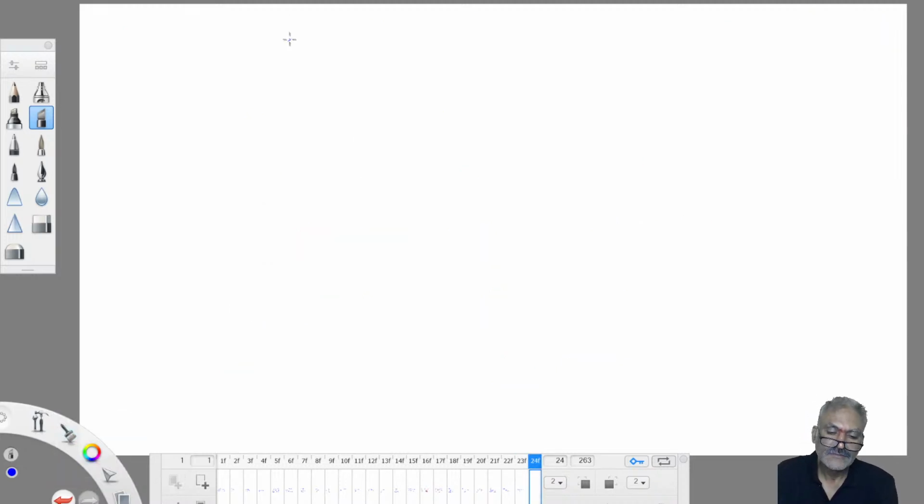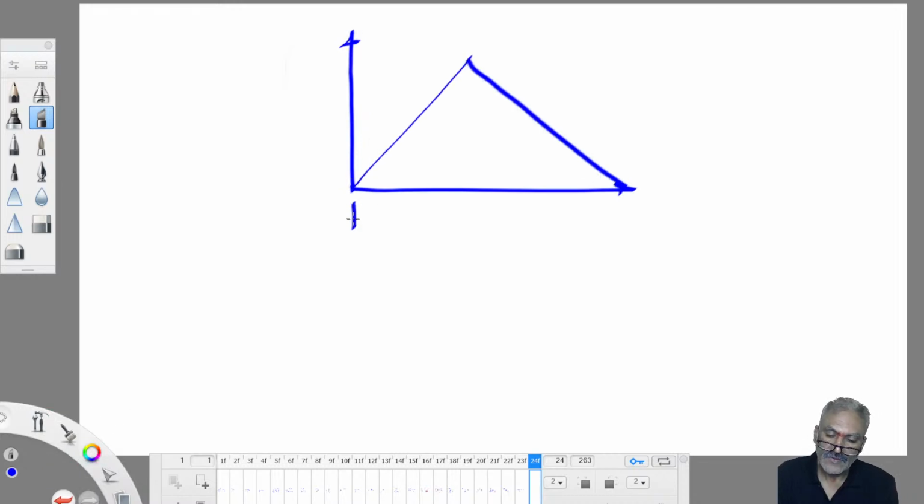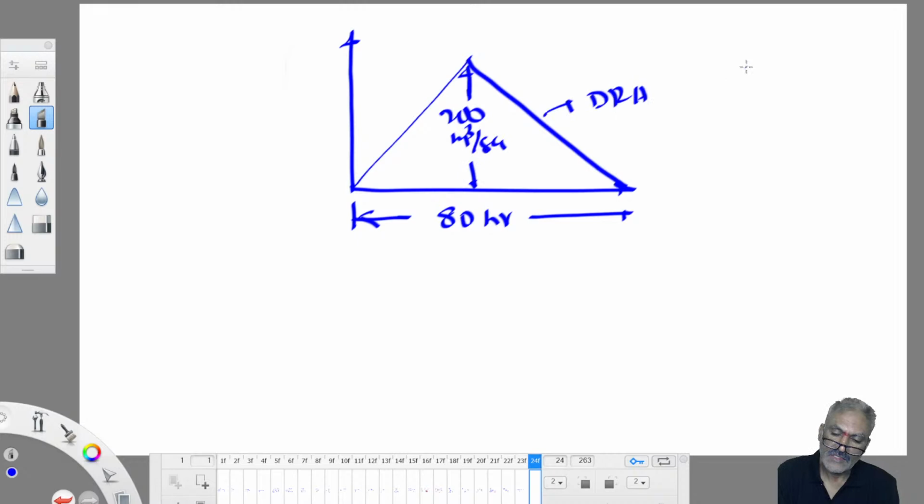So what he has given is a triangular shape with a base of 80 hours, time base, with a peak ordinate of 200 meter cube per second. This is the direct runoff hydrograph. What have I been asked to find out? Effective rainfall. Effective rainfall means what? Runoff only, direct runoff only.